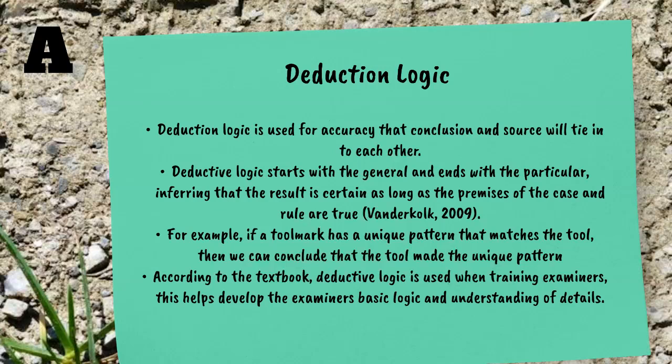For an example, if we have a tool mark that has a unique pattern that matches the tool, we can conclude that that tool made the unique pattern. So the deduction logic is just determining that, hey, this came from this specific tool. And now that we see that it has come from this tool, we can determine which tool made that specific mark. And that is what deduction logic is.